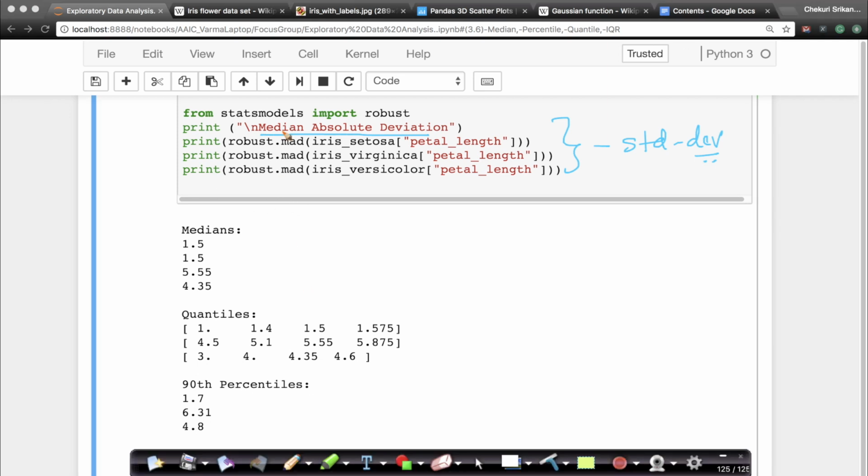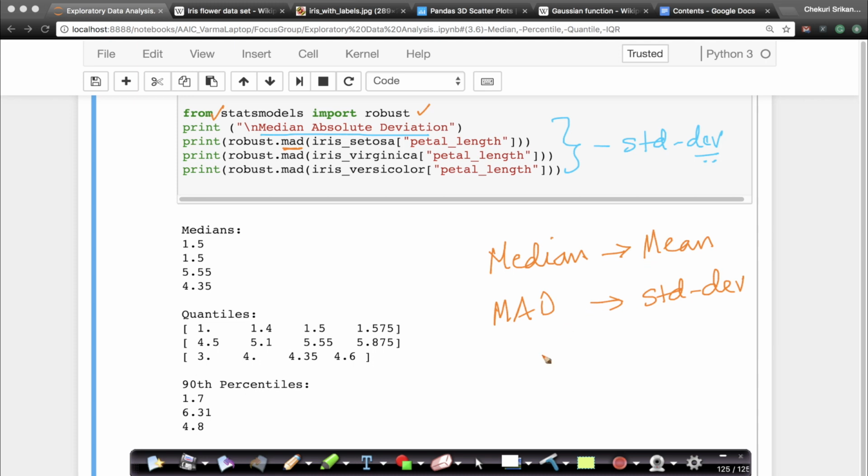To compute median absolute deviation, it's not readily available in NumPy. So there is a toolbox called statsmodels from which we can import robust. Robust has this function called MAD. If I just say robust.mad and give a vector of values, it will give me the median absolute deviation. So just to summarize, median is the equivalent of mean, except that median doesn't have the problem of extreme points or outliers. And median absolute deviation is the idea equivalent to your standard deviation.